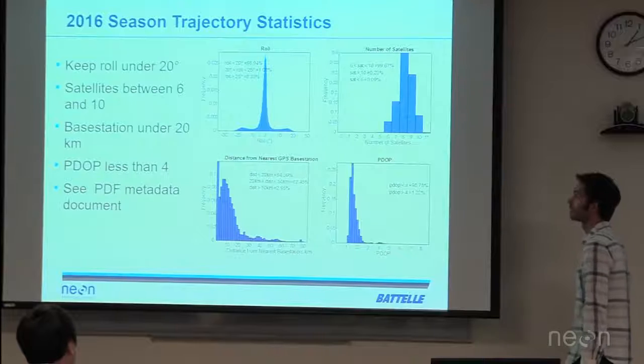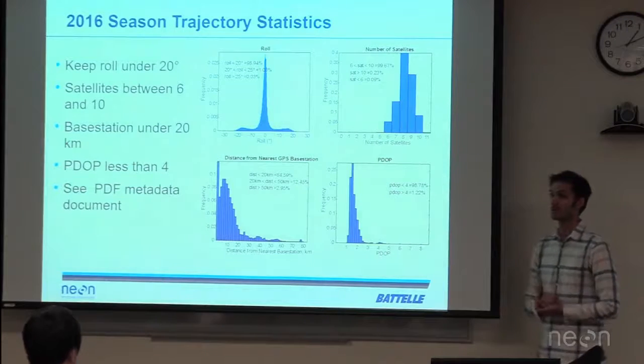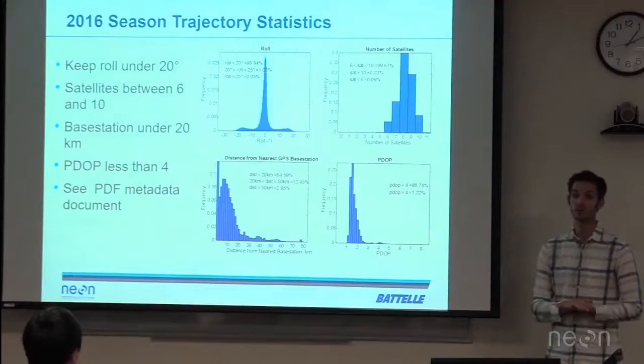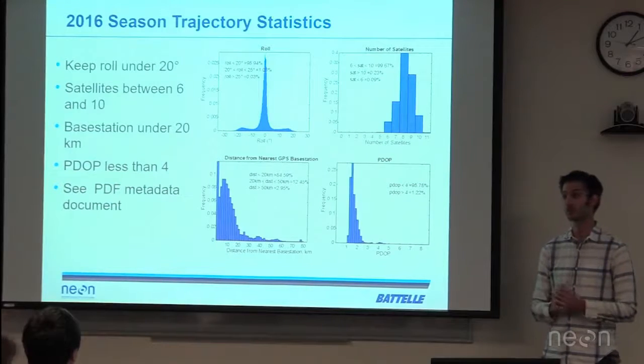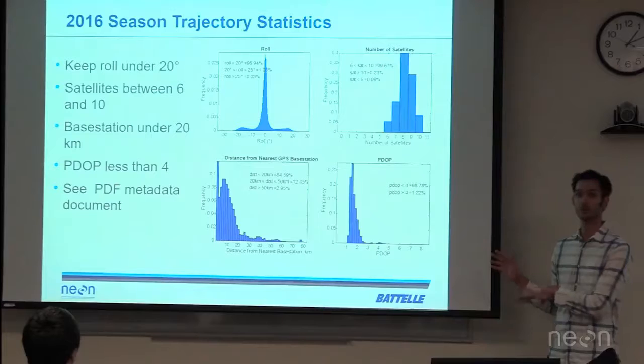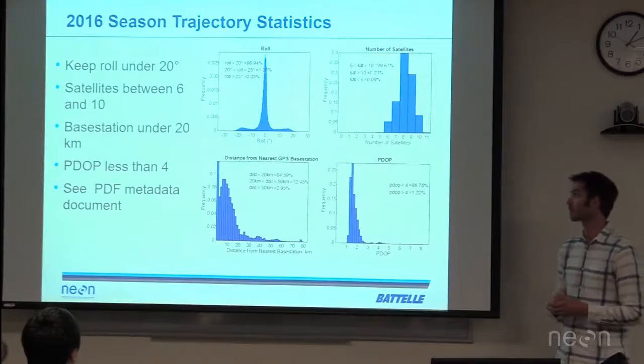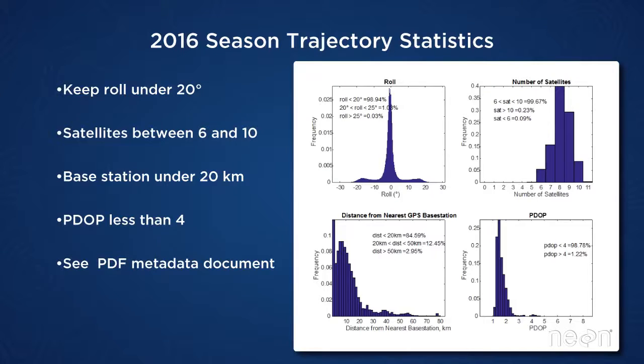We also worked up statistics for all of our trajectories from our 2016 flights, and we'll probably do the same for the 2017 flights, just so we can get an impression of the type of quality we're getting on those trajectories. Generally we try to keep our roll below 20 degrees so that we maintain lock to all the satellites. You can see that for the most part our roll is always between 20 and negative 20. Generally we always had above 6 satellites, but more like 8 or 9. Our PDOP was generally below 4, which is quite good.